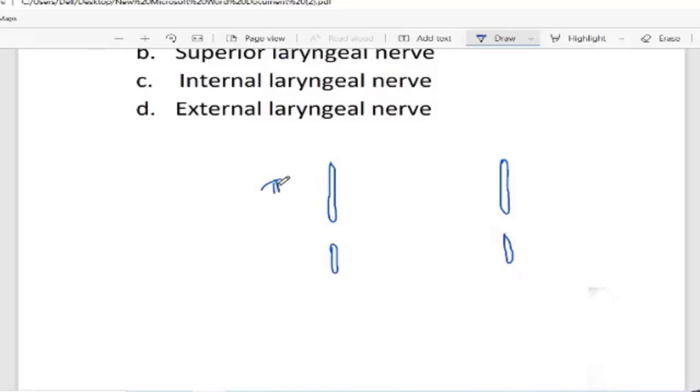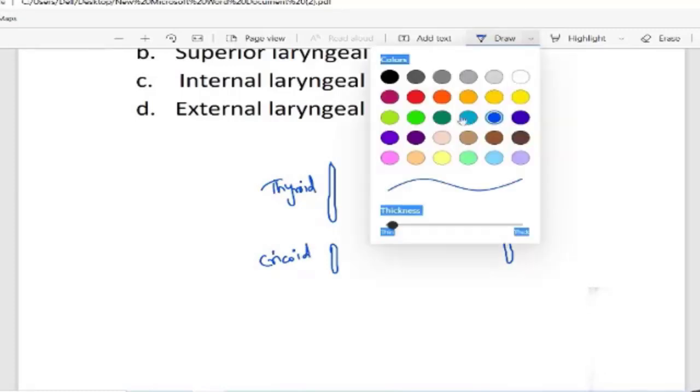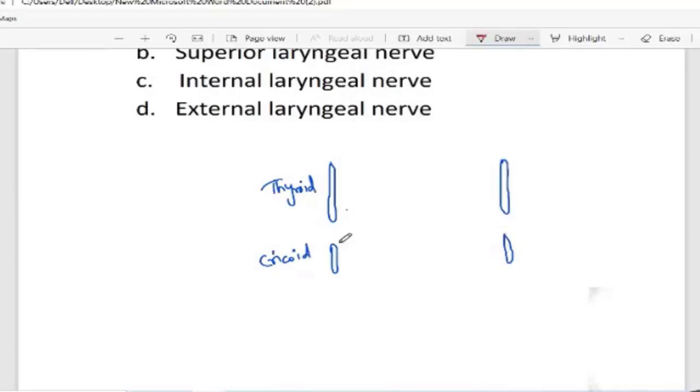This is my thyroid cartilage. This is my cricoid cartilage. The true vocal cords are formed from the conus elasticus. So these are my true vocal cords, which are formed by conus elasticus.